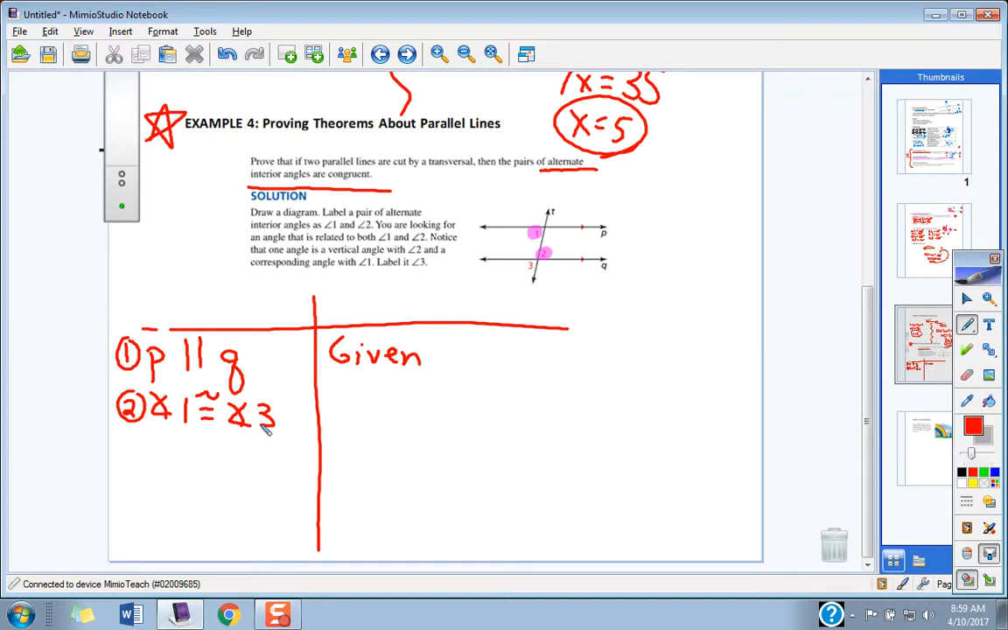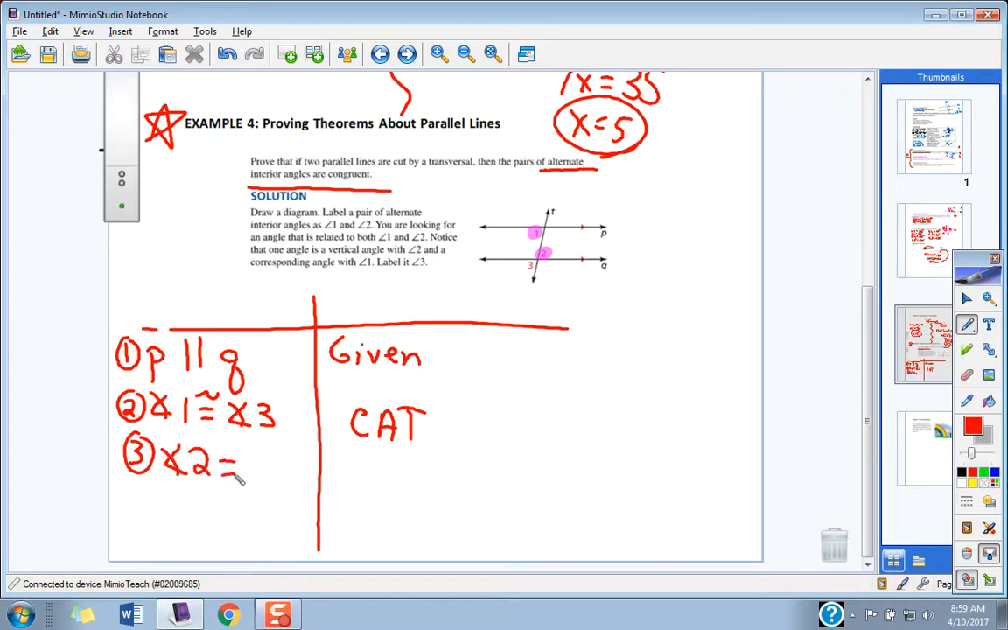I'm going to abbreviate my reason for this. Corresponding angles theorem. There you go. Corresponding angles theorem. Okay? Now, in the next one, I can say this. Watch what I put.